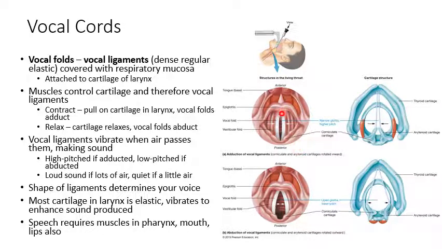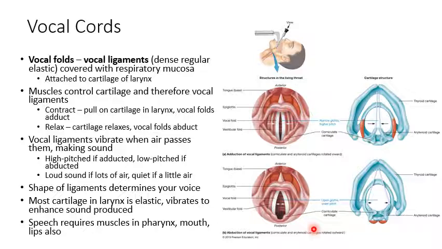The vocal cords also are pulled together. So they are adducted or pulled to the midline. When those muscles relax, they look more like this. The cartilage completely changes its location, and the vocal folds abduct, so they move away from the midline or they open up.